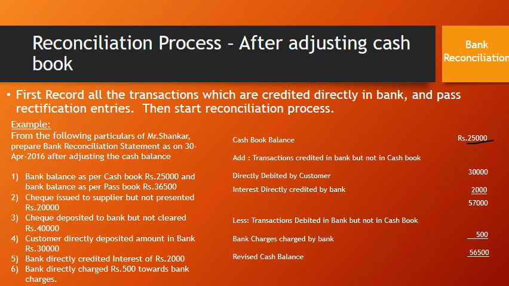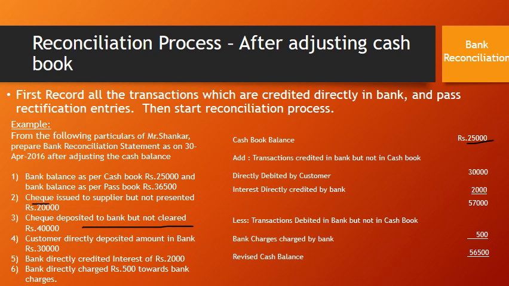Let's see which transactions will affect the adjustments. Check issued to supplier but not presented, rupees 20,000. This will not be considered, because this adjustment should happen in the bank statement, not in the cash book, because we have already recorded it in the cash book. Check deposited to bank but not cleared. This also we have already recorded in our cash book. It is not there in the bank book, so we will not make any adjustment.